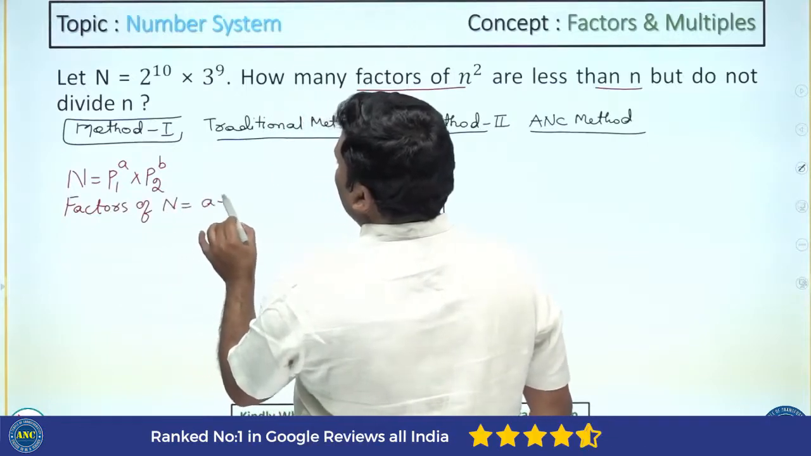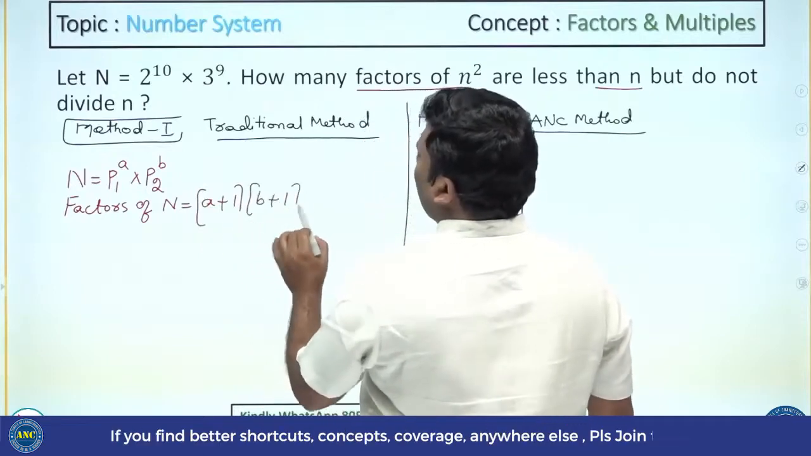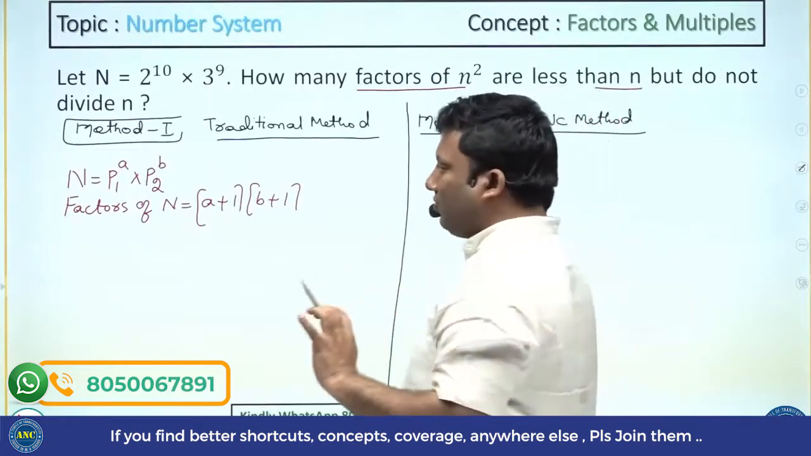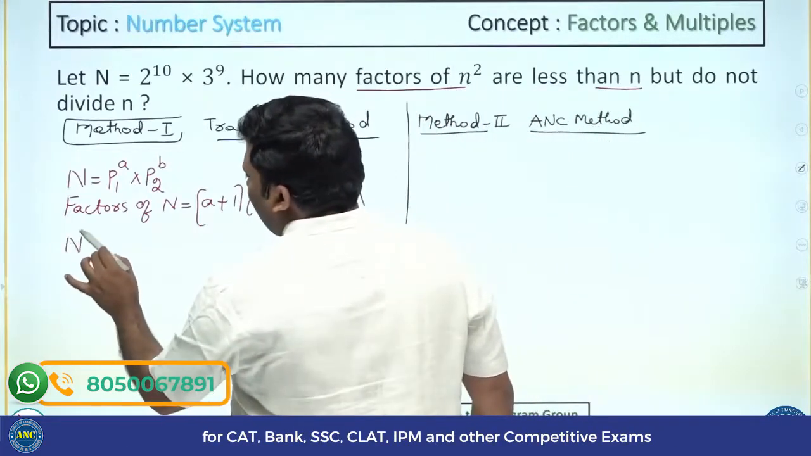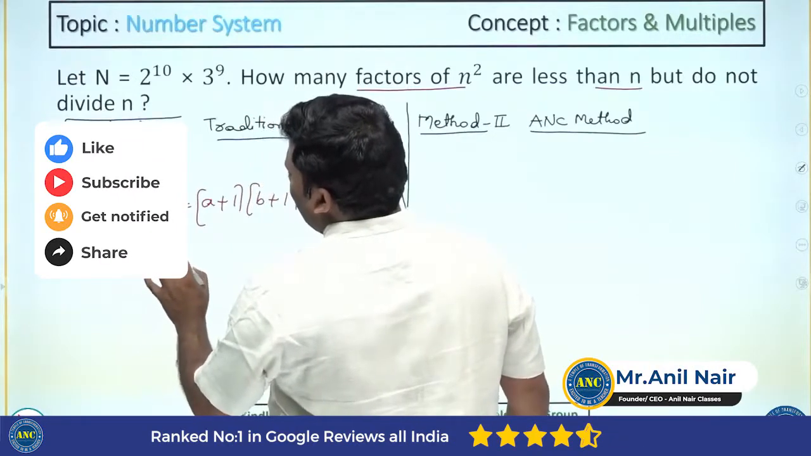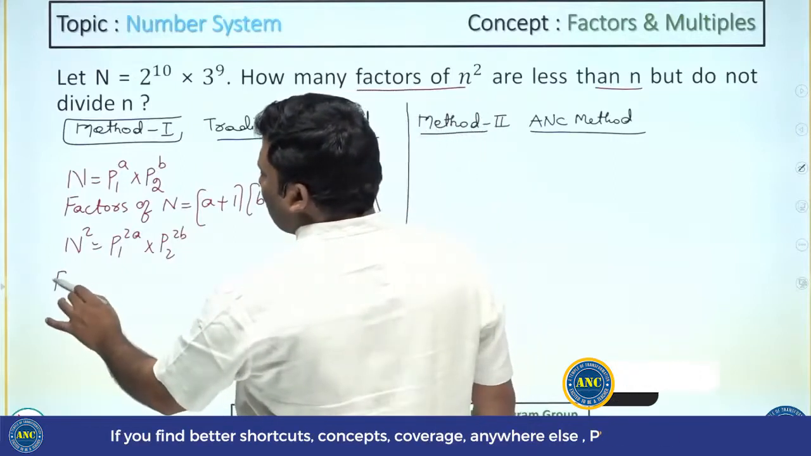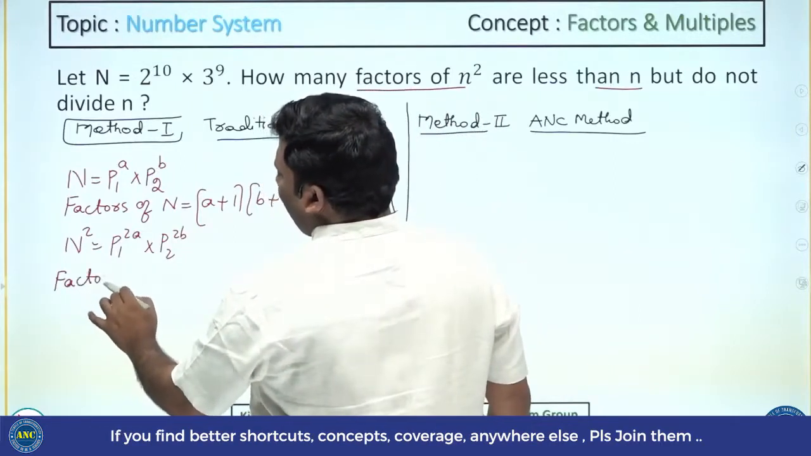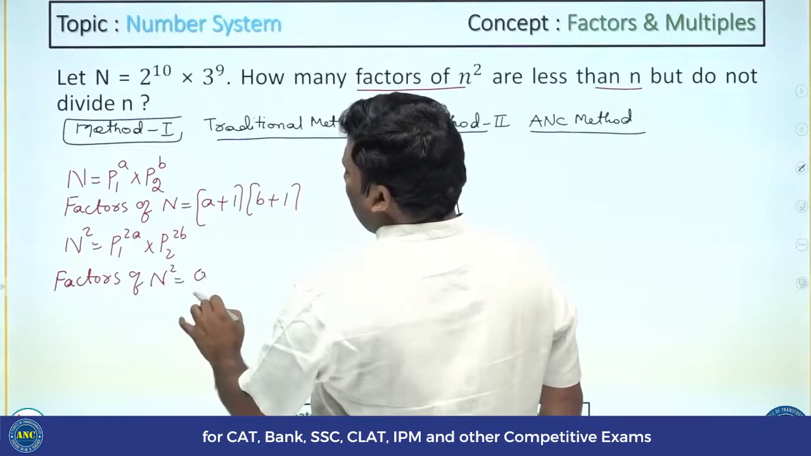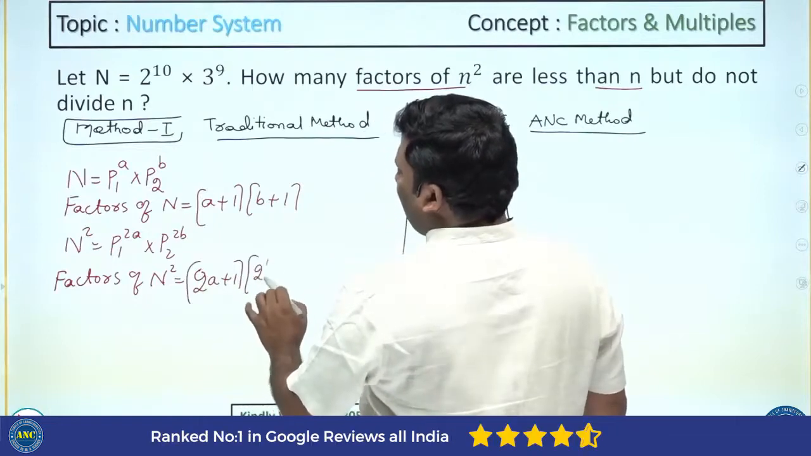Factors for n will be 0 to a plus 1, 0 to b plus 1. So factors for n will be a plus 1 into b plus 1. Next, n square will be p1 power 2a into p2 power 2b. Factors for n square will be 2a plus 1 and 2b plus 1. Are you all with me?